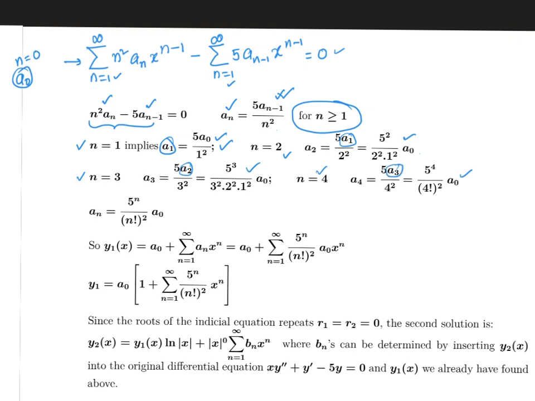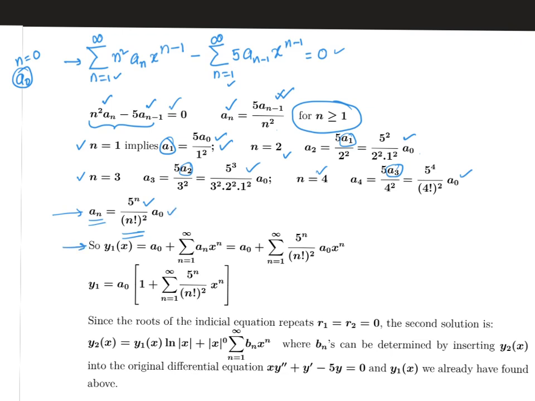Remember, we are finding one value and using that value to find the next value. We are finding one coefficient, using that coefficient to find the next coefficient. That's why we call it a recursion formula, or recursive formula. If you keep doing this, you realize that the nth coefficient is going to be a sub n equal to 5 to the power n divided by n factorial squared, times a0.